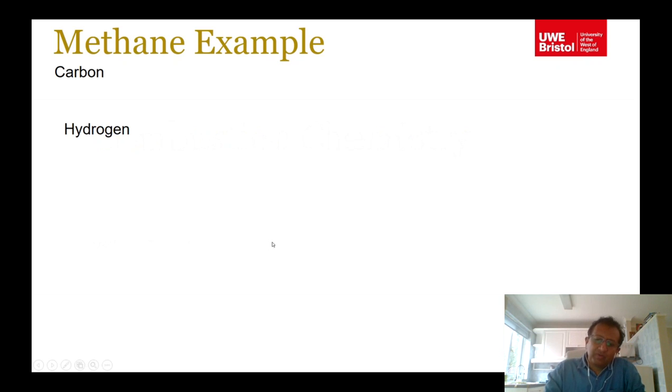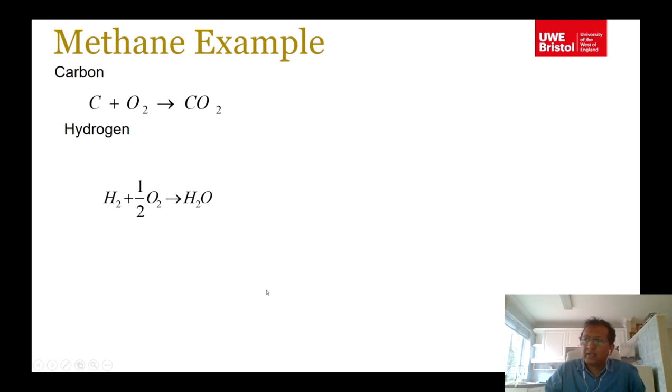We will look at the methane example. So methane is CH4. That is the chemical formula for methane. So if you look at combustion, carbon burning with oxygen will produce CO2. C plus O2 is CO2, and hydrogen. If you write the chemical equation for hydrogen burning, H2 plus half O2 will produce H2O.